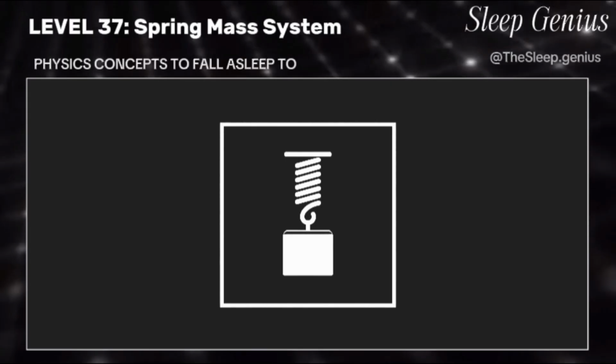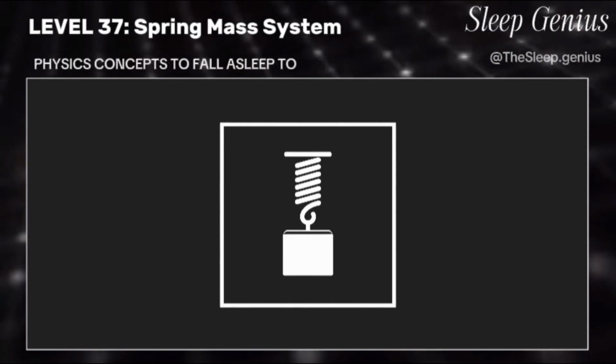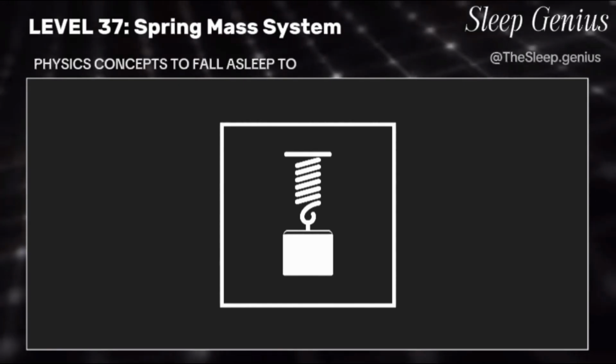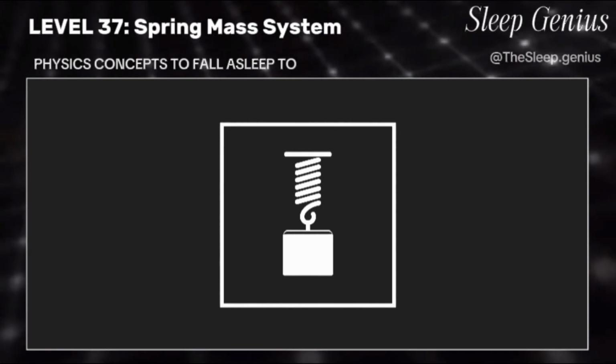The structure is simple. A mass hangs from a spring or sits on a horizontal surface with the spring fixed at one end. The spring and mass form a loop of energy exchange. The arrangement ensures that stretching or compressing the spring causes the mass to oscillate, showing a clear pattern of interaction.